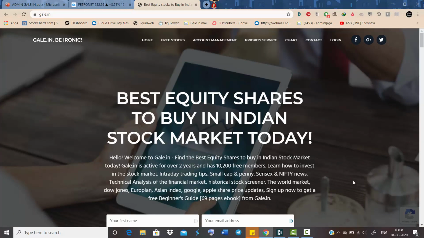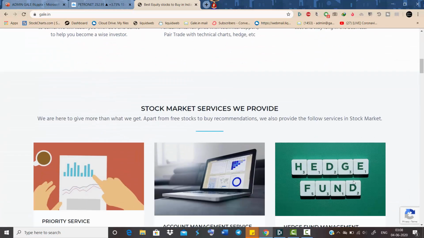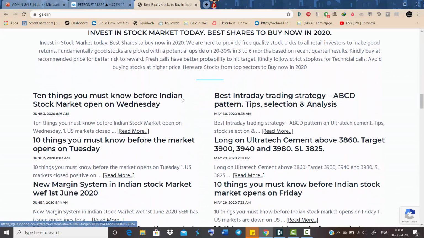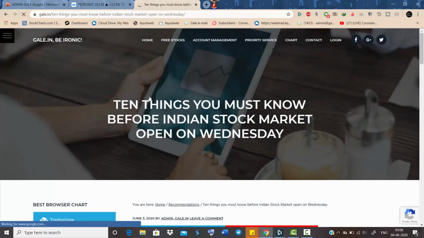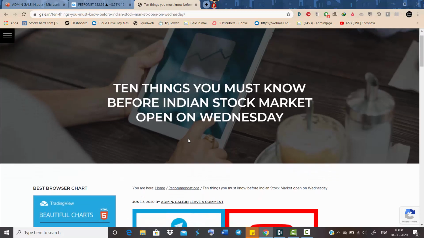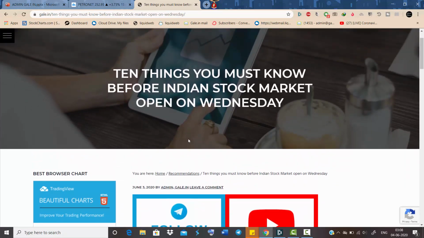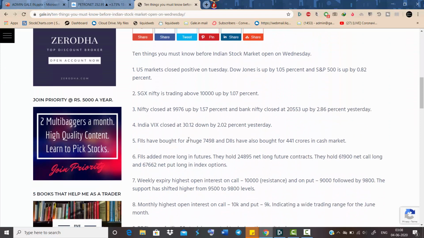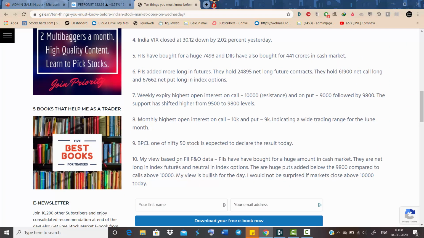So now we come on to the charts. Before going to the chart, we'll go to our website to see some basic necessary things before the Indian market opens. You can scroll down to the last point. Based on FNO data, we can have the view on Nifty. You can see the view is bullish for the day. So you can try to go long on stocks today. You just need to find stocks to go long.